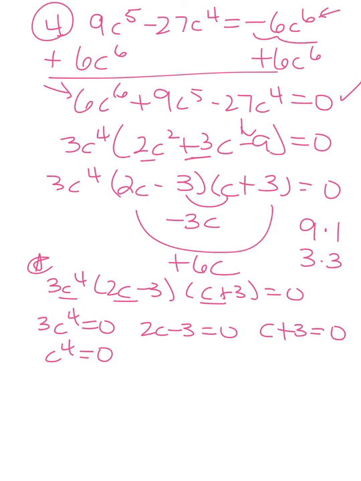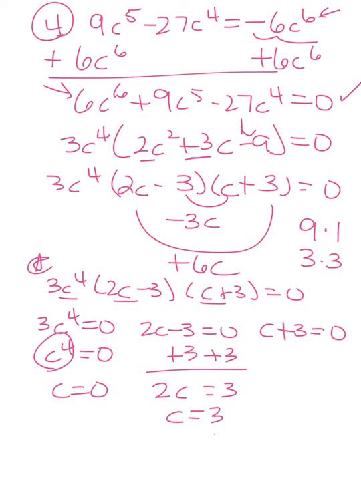So we haven't really done the 4th root, but I know if anything that I multiply by itself 4 times is going to give me 0, it has to be 0. Again, I'll solve for c, so add 3 to both sides, and I have 2c is equal to 3, so c is equal to 3 over 2.